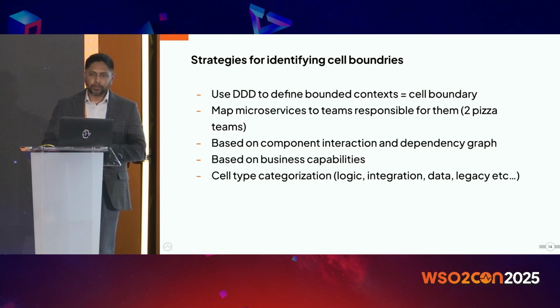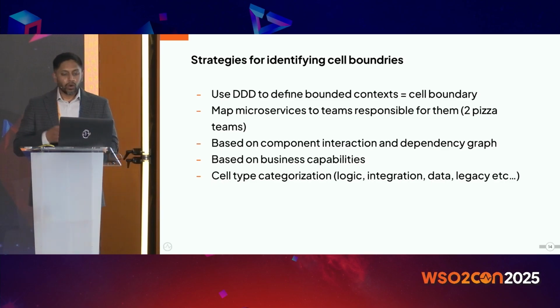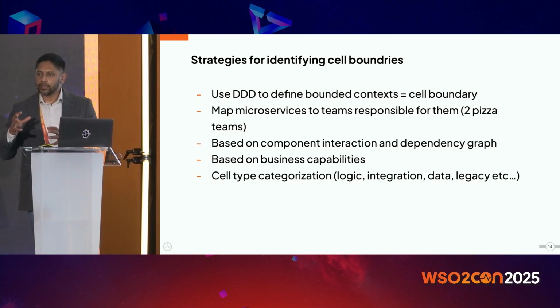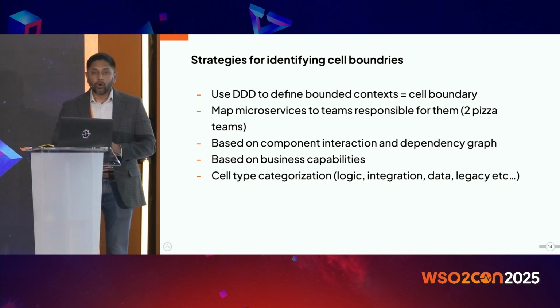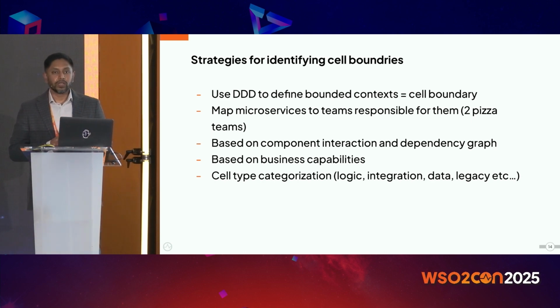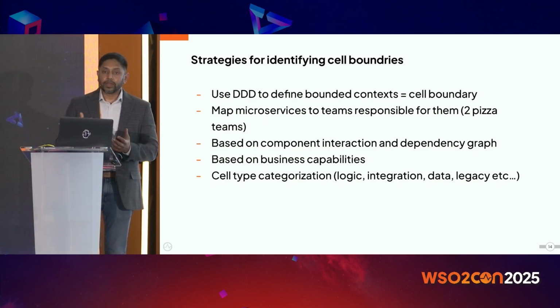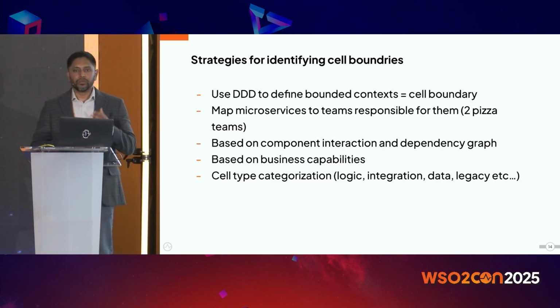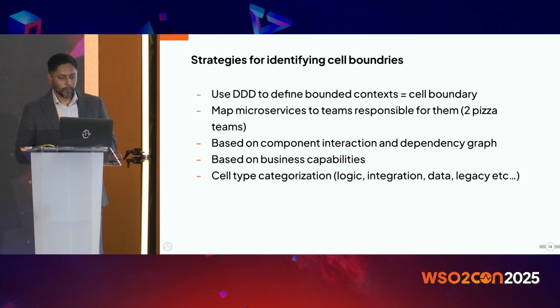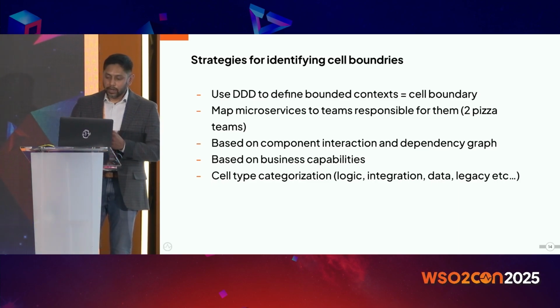The first one, of course, is mapping the domain-driven design bounded contexts as cells. You can also use microservices that are managed by different teams and make that into its own cell. Or based on component interactions and the dependency graph, you can treat that as a single cell and make that boundary a cell in Choreo. Also, it can be based on business capabilities or different lines of business, such as finance, marketing, engineering, etc.